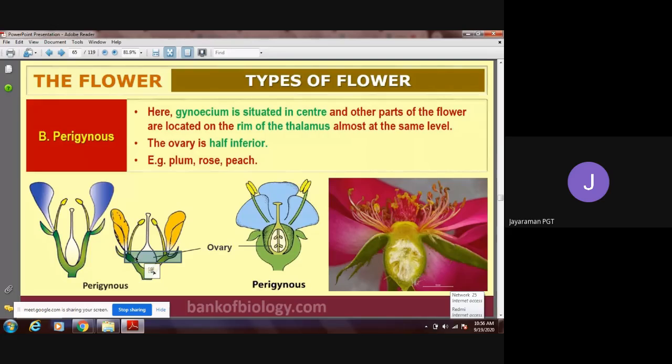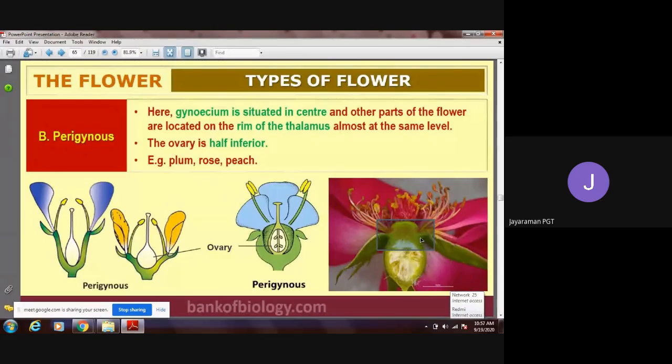Inferior ovary. For example, plum and rose. You can see it is a rose. Carefully look at the position. You can find the calyx and corolla arrayed just below. Somewhat like you can see that there is an ovary, not completely up. Maybe around here you can see the ovary, 70% of the ovary is down, the remaining 30% is up.